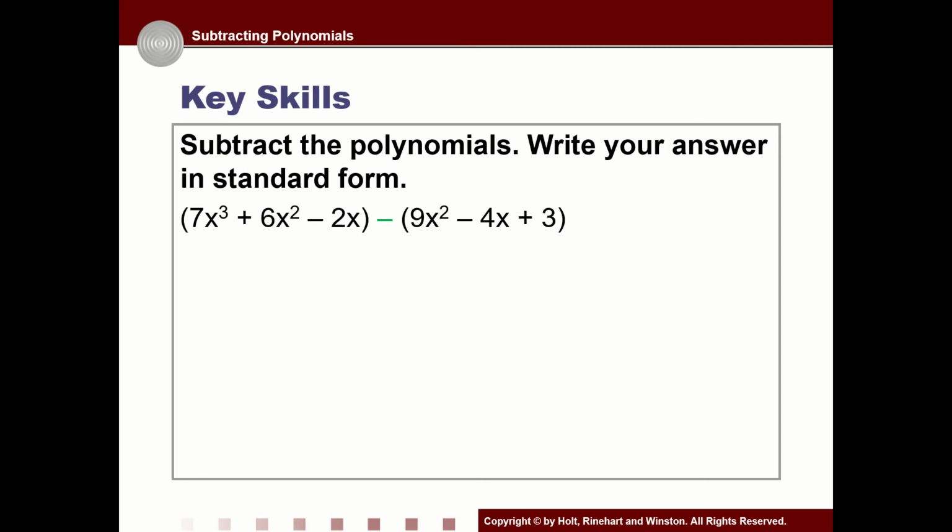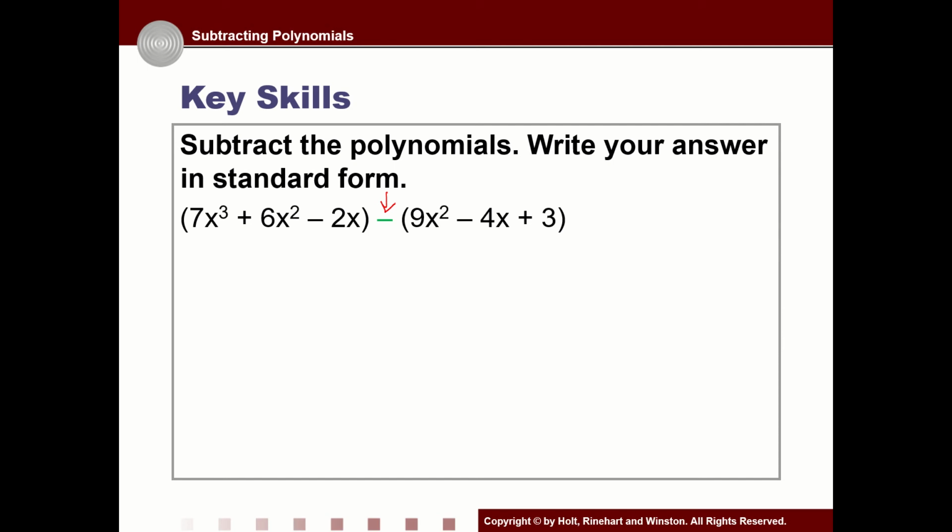So if we look, we have 7x to the third plus 6x squared minus 2x minus the quantity 9x squared minus 4x plus 3. Once again, I made this sign in the middle a different color. That is how you tell if it's an addition problem or subtraction: the sign that is between the two polynomials.